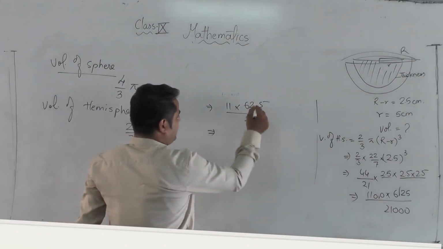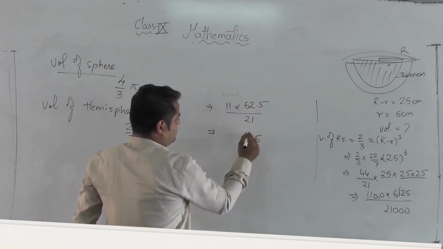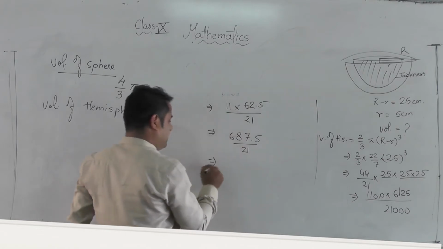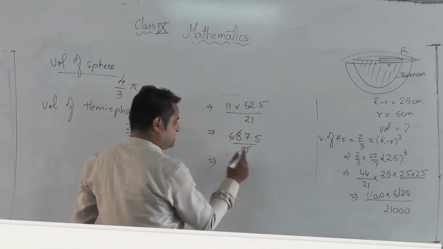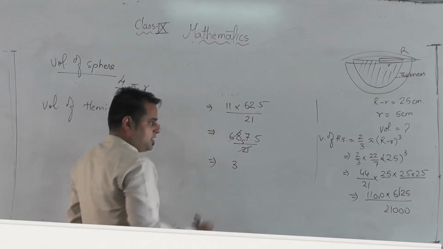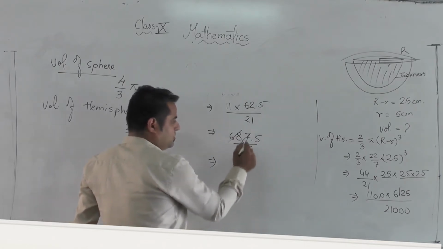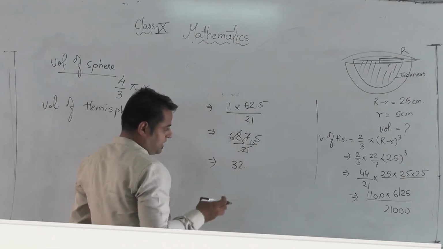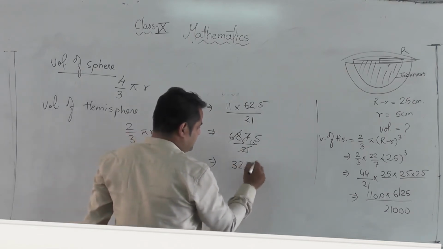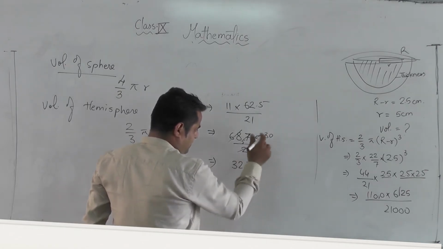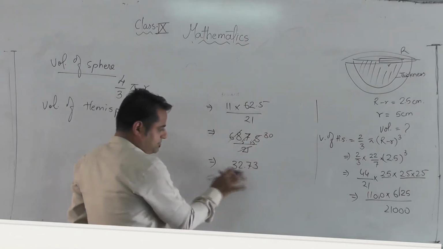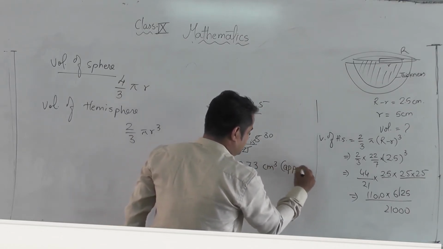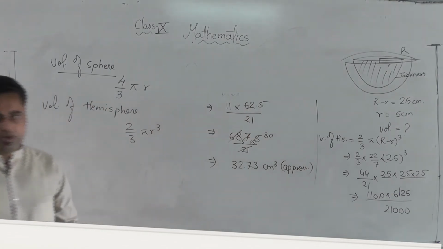Now again multiply: 11 5s are 55, 11 2s are 22 and 5 is 27, 11 6s are 66 and 68. Multiply by 21. Now you divide it by 21. 3 is 63, 5 will remain. 21 2s are 42, 15 will remain, and 21 7s are 147. 8 will remain. Now it comes to like 32.7 centimeter cube approx. This will be the volume of steel actually used.